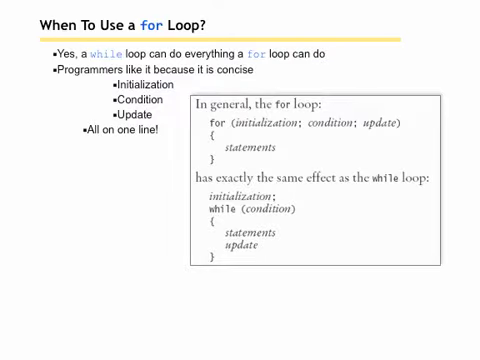So when do we use a for loop? You can use a while loop for anything that you can use a for loop to do. However, for loops are very handy when you need a count-controlled loop because they include the initialization, the condition, and the update all in one line. So it's a little bit easier for a programmer to follow what's going on than if one had used a while loop.